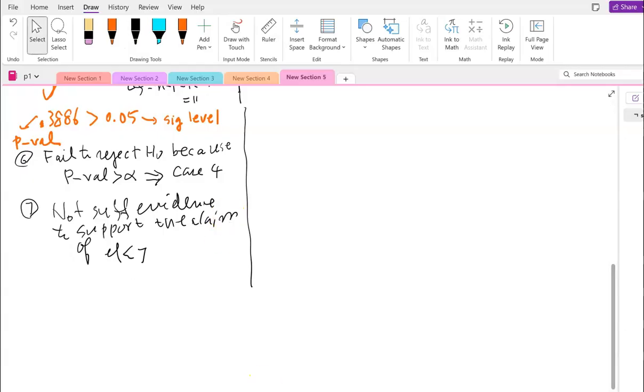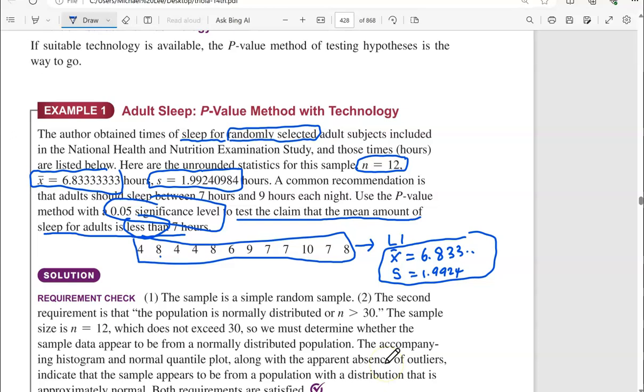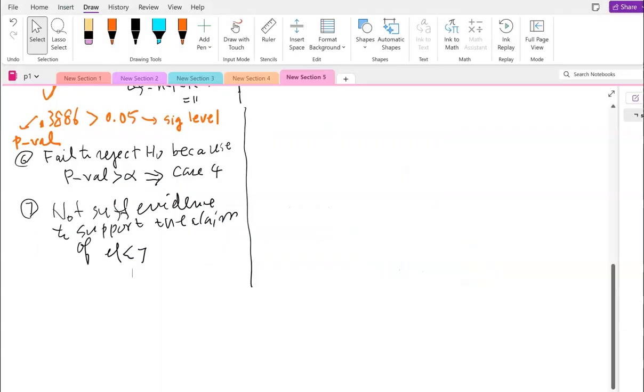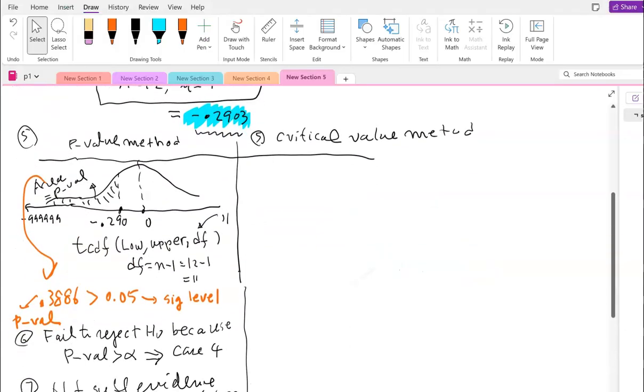Okay, go back to the textbook. Number of hours, if you look at it, there are so many hours less than 7, but there are some numbers greater than 7. So you cannot really conclude from this data that the number of hours of sleep is less than 7. You cannot support that claim. That's what it means. So that was done by the p-value method.